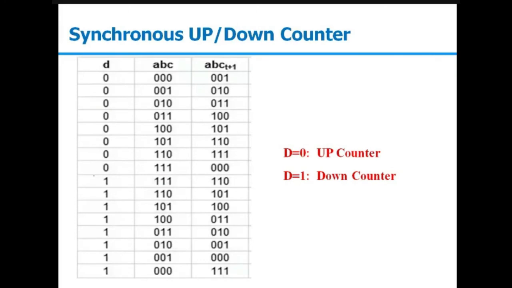So I will be having 4 inputs now. One is D, since it is a 3-bit counter. So one input is D, remaining 3 will be Q0, Q1, and Q2. The rest thing will be same.